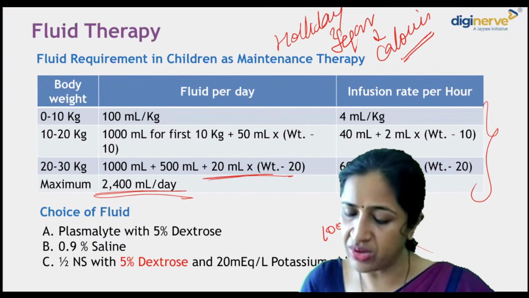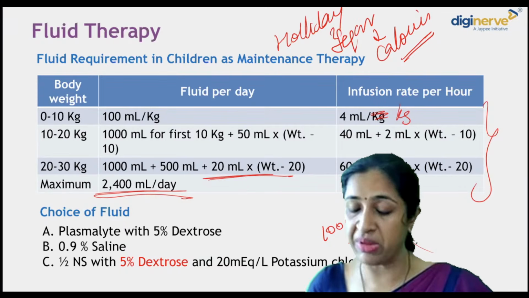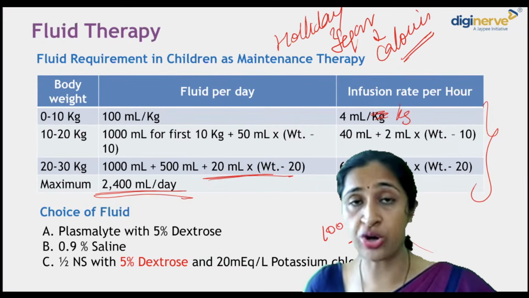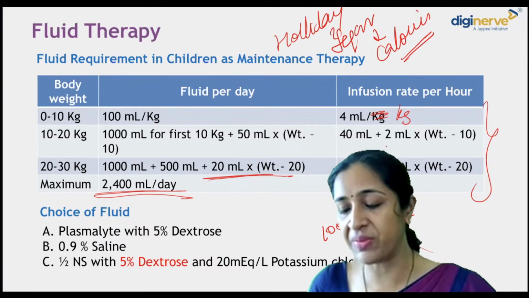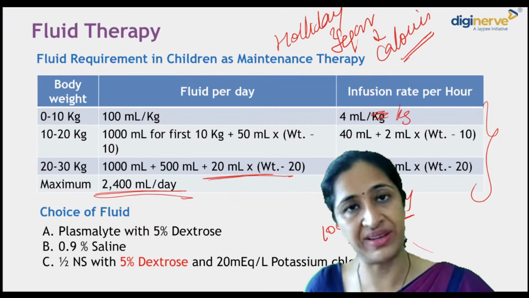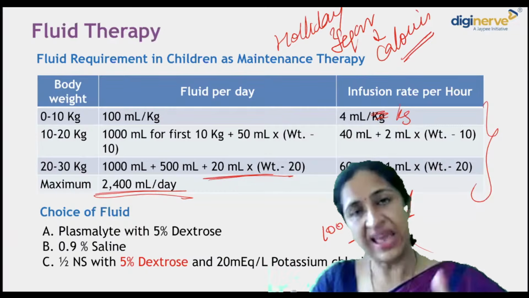Okay, per kg. That's the short way of doing it: 4 ml per kg. Another short formula for infusion rate per hour is 40 ml plus 2 ml into weight minus 10. Basically, you're just using the previous calculation and then going further.